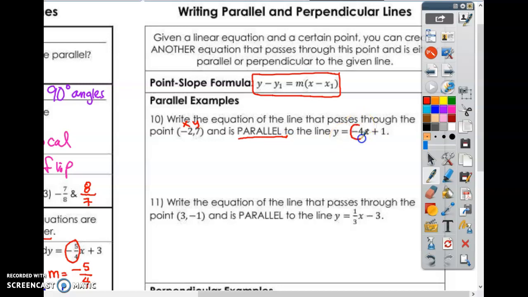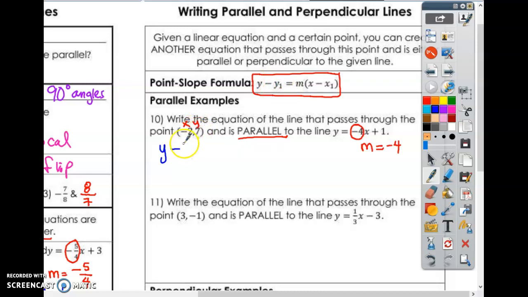So if it's the same slope, if I need it to be parallel, then it has to have a negative 4 as a slope. So m equals negative 4. I'm going to write this somewhere else. M equals negative 4. Okay? So we're going to start writing the equation using this one. So that's y minus, what is my y1?